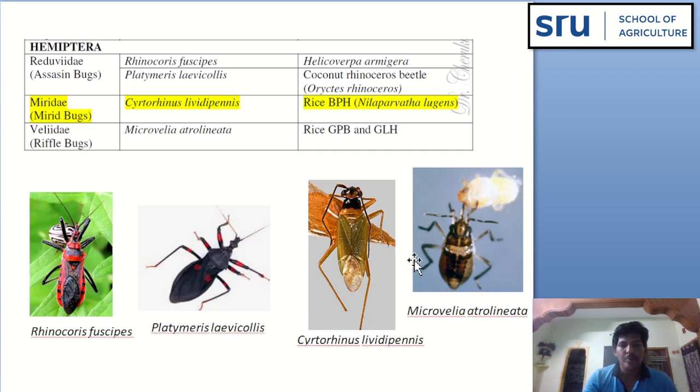Next, the predator from the Miridae family, that is the mirid bug. Its scientific name is Cyrtorhinus lividipennis. They feed on rice brown plant hopper, that is Nilaparvata lugens. Next, the predator from the Veliidae family, that is the riffle bug, Microvelia atrolineata. They feed on rice gundhi bug and green leaf hopper.